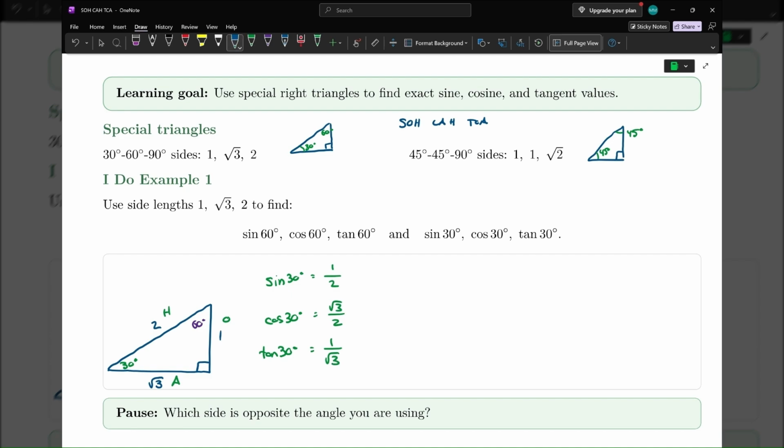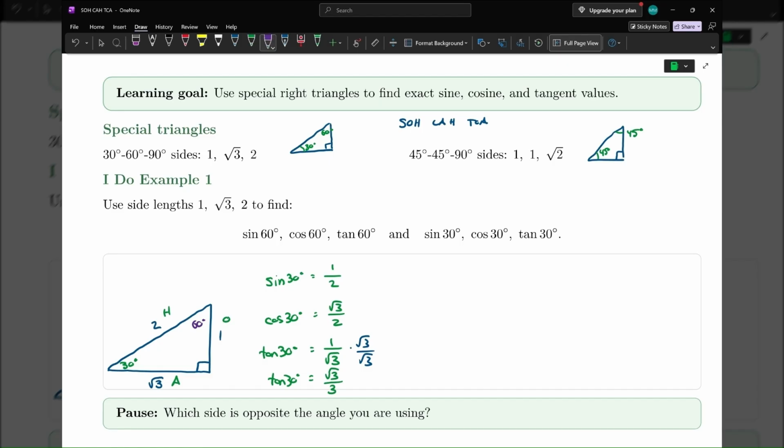And then what I would do is I would immediately rationalize that. So multiply by root 3 over root 3, which gives me tangent 30 is equal to root 3 over 3. Depending where you are, if you haven't seen rationalizing, don't worry about that. 1 over root 3 is correct. But yeah. Okay. Next up is going to be the 60s.